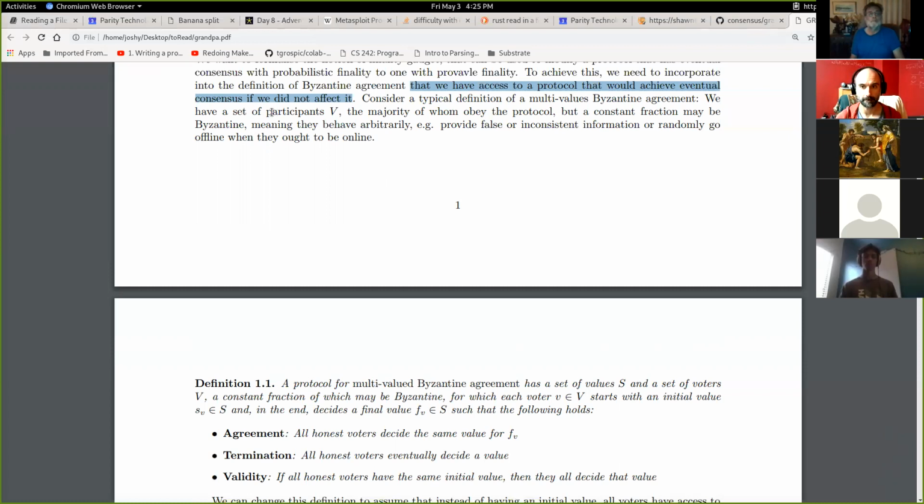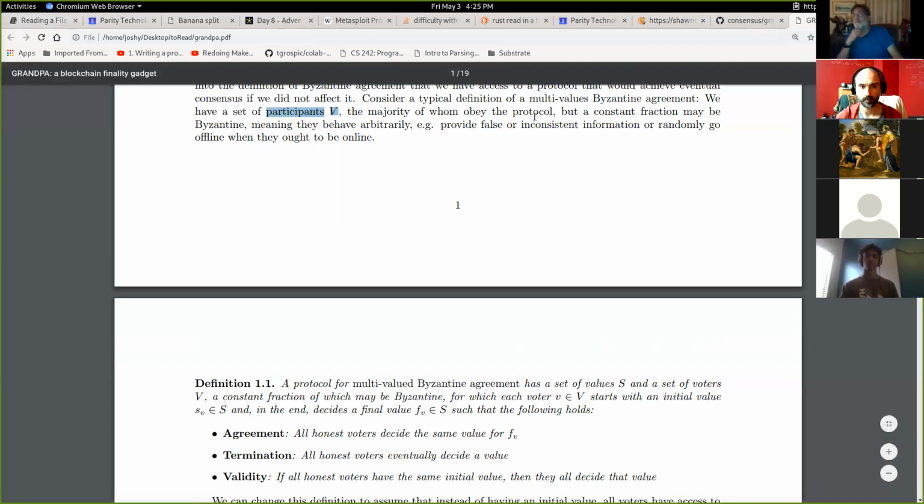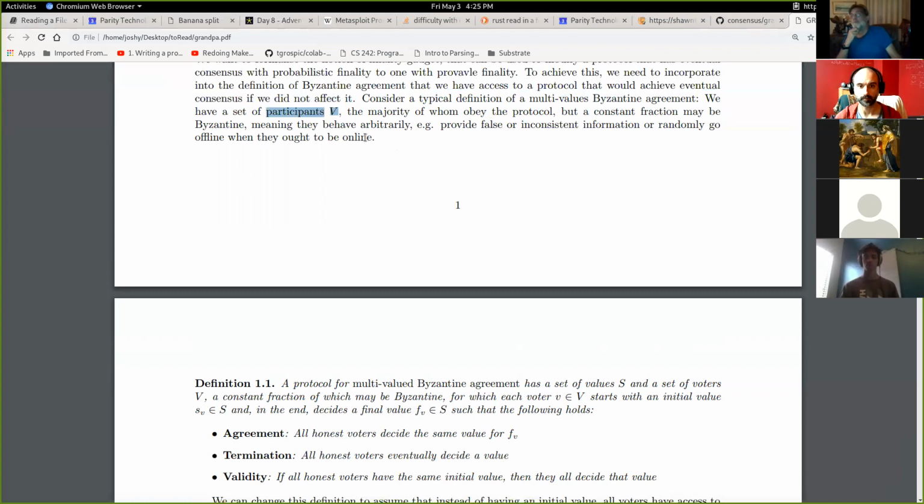So they say we have a set of participants V. I don't know if that stands for voters or validators, but we're calling them V, the majority of whom obey the protocol, but a constant fraction may be Byzantine, which means the same thing as always. They can go offline, or they can lie, or they can equivocate, or whatever.